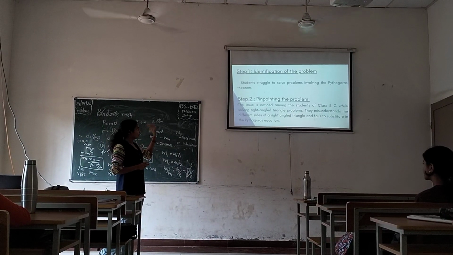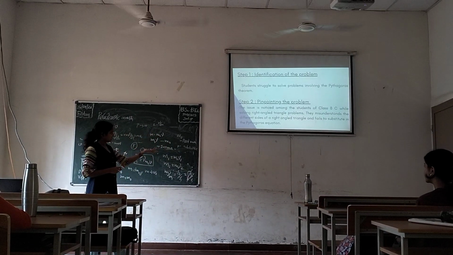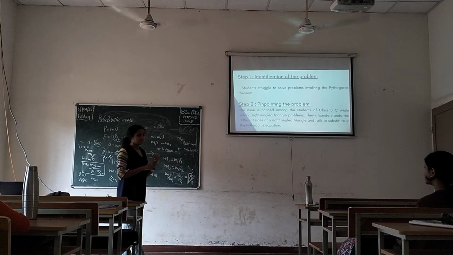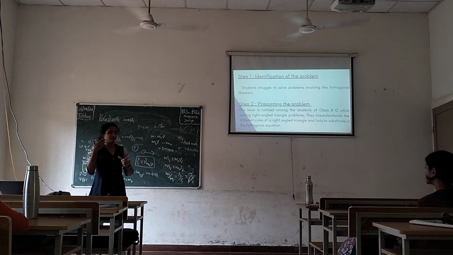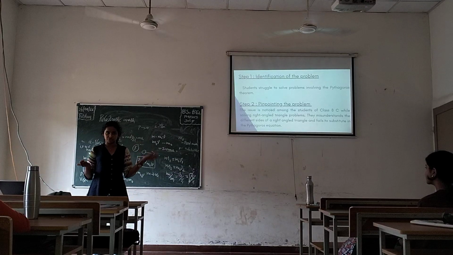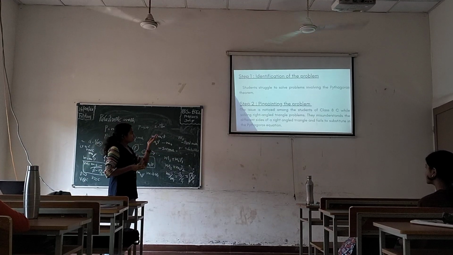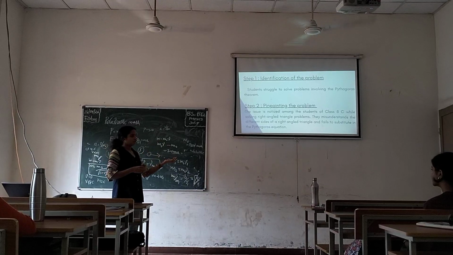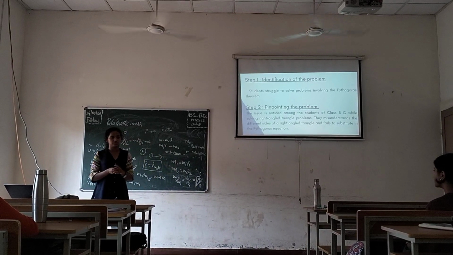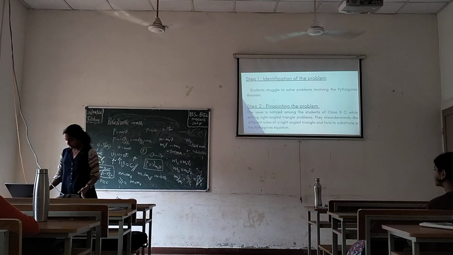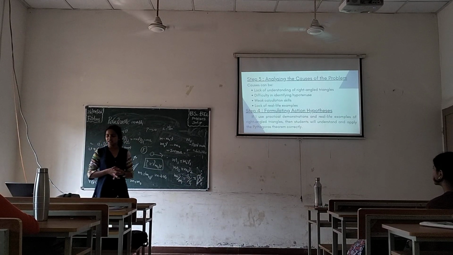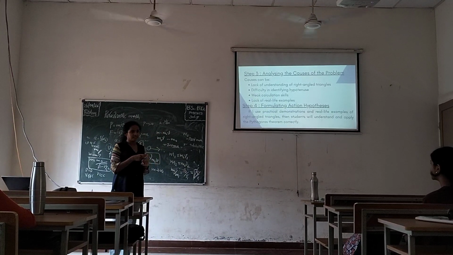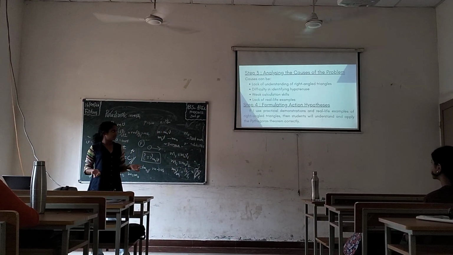It is noticed among students of class 8th C, while solving right angle triangle problems, they are misunderstanding the different sides. They are confused with hypotenuse, base, altitude, etc. And also they fail to substitute in the Pythagoras equation. They are not understanding how to substitute it into the equation. That is the issue. And the causes here, first one, lack of basic understanding about the right angle triangle.